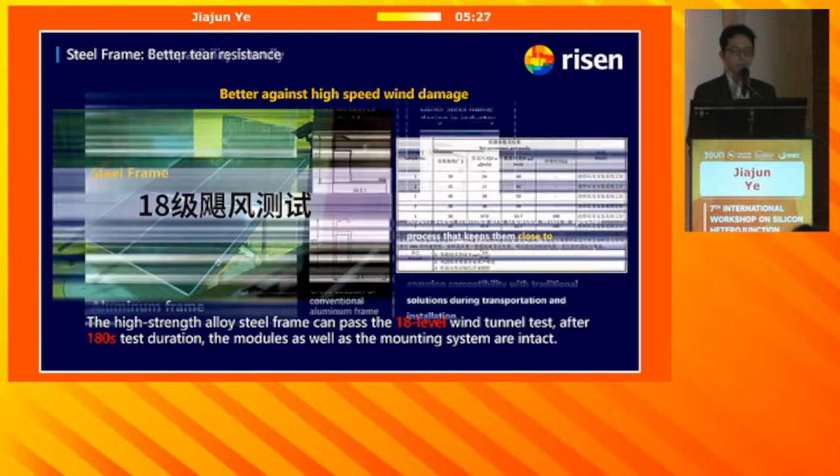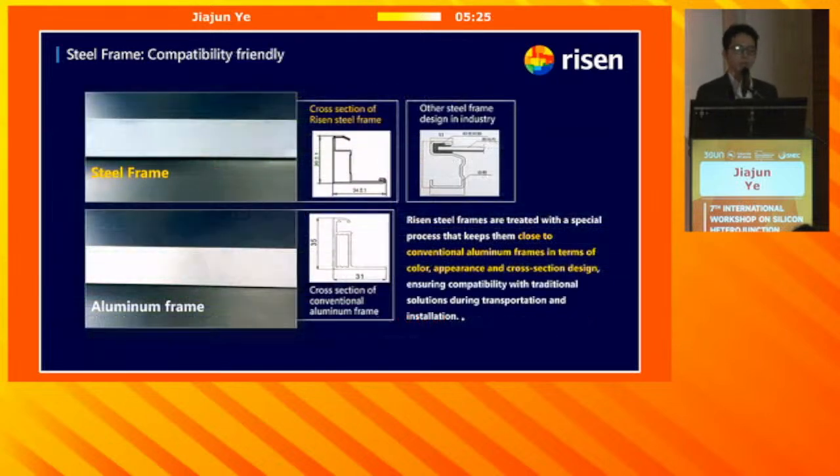And also, as you can see, the design of the steel frame is basically similar to the aluminum frame, which means it has very high compatibility with the conventional module structure design. You can still adopt this module freely.